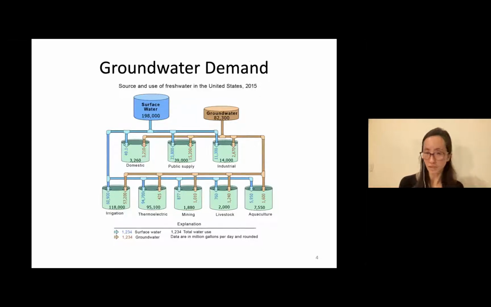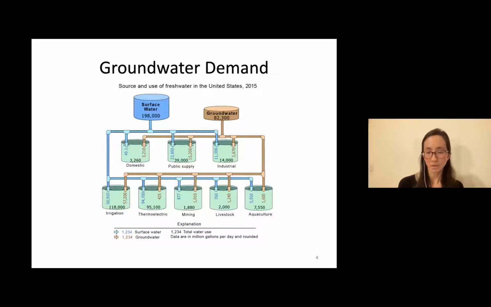As of 2015, the last year for which the data are available, total water use in the United States was about 280,000 million gallons per day. And of that, about 30% was groundwater and 70% was surface water. In terms of groundwater, the vast majority, 70% of fresh groundwater, is used for irrigation, primarily in states like California, Arkansas, Nebraska, Idaho, and Texas.